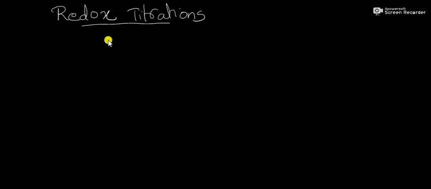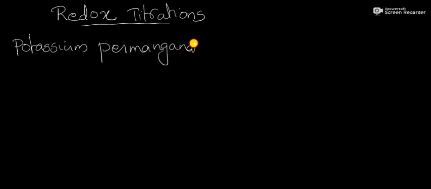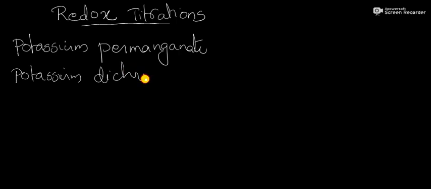What are the common oxidants used in redox titrations? Potassium permanganate is one of the common oxidants used in redox titration. Such titrations are called permanganometry. Another oxidant is potassium dichromate. Such redox titrations are called dichrometry.